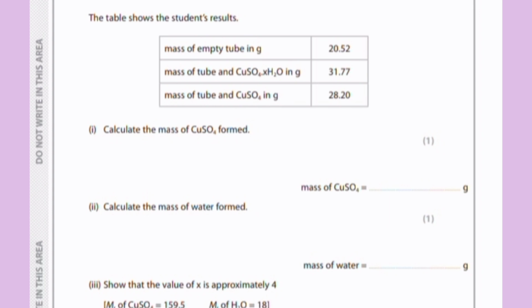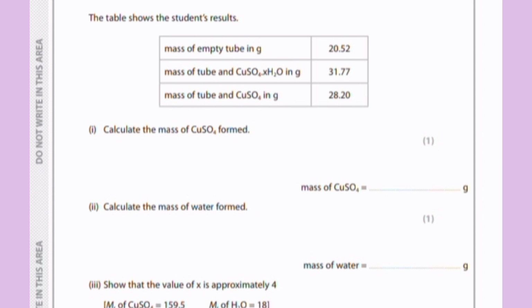Part 1. Calculate the mass of CuSO4 formed. They are asking us to find the mass of CuSO4 that was obtained at the end of the experiment. So let's look at the table. First, they recorded the mass of the empty tube, which had none of the reactants in it. Next, they recorded the mass of the tube after the hydrated copper 2 sulfate was added to it. After the reaction had been finished, they recorded the mass of the tube which had only CuSO4 remaining in it. The water had been heated and removed.